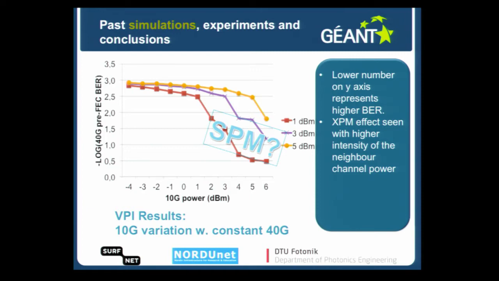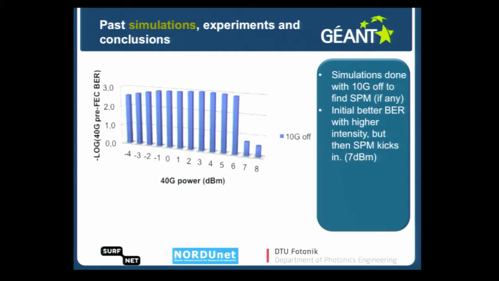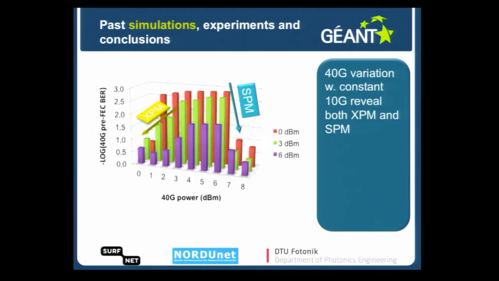The guys then asked themselves, well, do we see any self-phase modulation? And in order to see this, they did the simulation with the 10Gs off, and well, it certainly did kick in. You could see that initially the actual performance was better, but then at 7 dB it kicked in. The self-phase modulation kicked in and really destroyed the signal here.